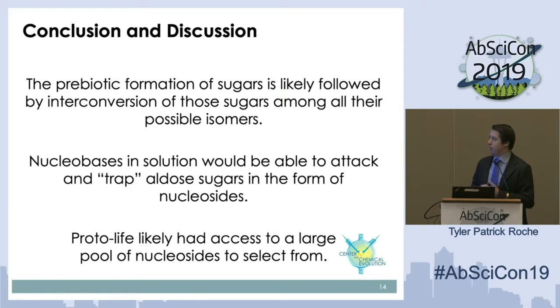So in conclusion, I think the prebiotic formation of sugars likely allowed for some interconversion that gets you all these different isomers. You can have these nucleobases in the solution that would be able to sort of trap these sugars in their aldose forms, allowing for the formation of nucleosides, and that life or chemical evolution could have selected from this large pool of nucleosides on the early Earth.